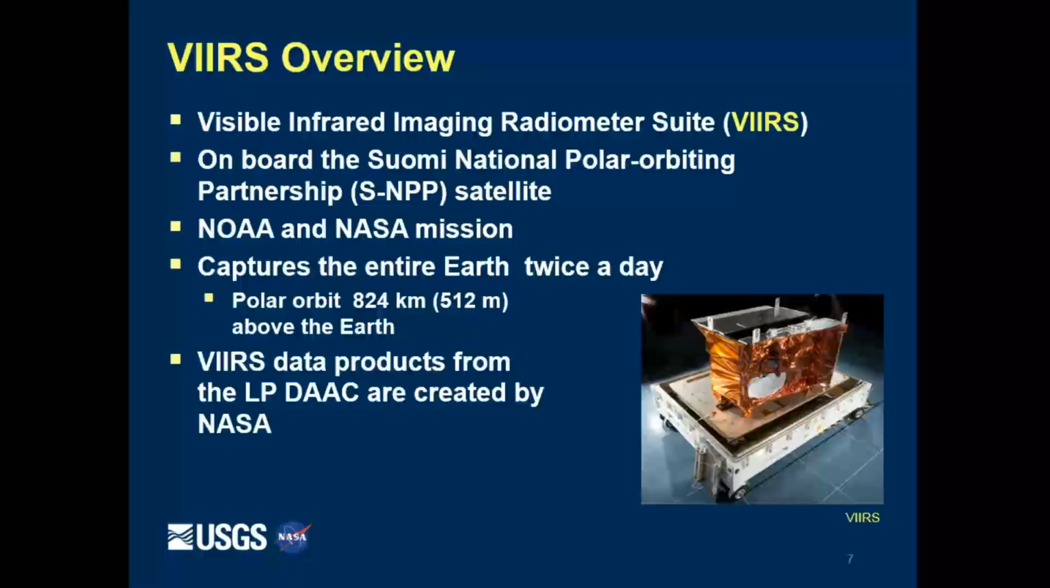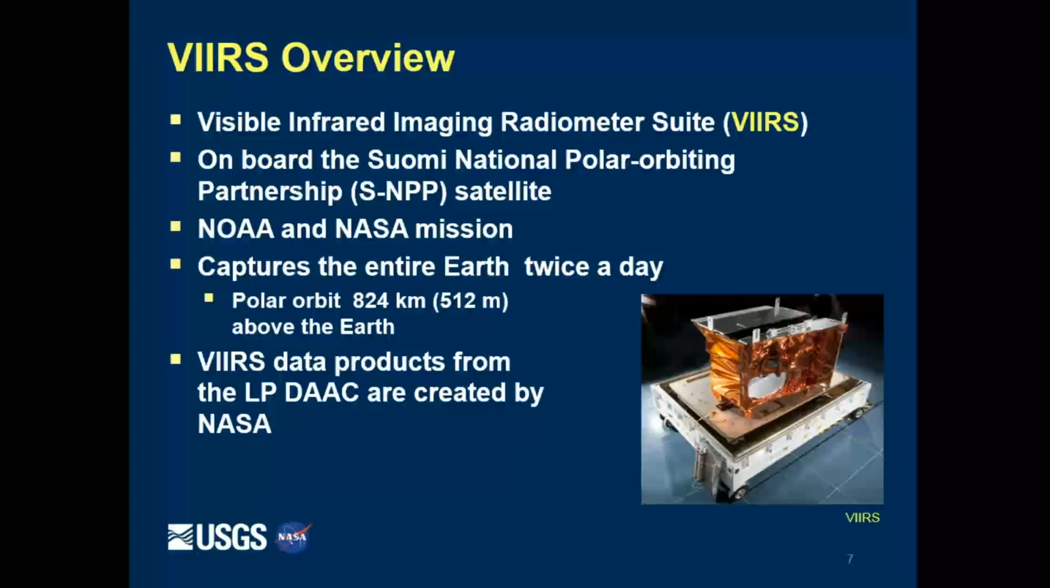Okay, so I'm going to cover the VIIRS, MODIS, and ASTER real quick, and then we'll dive more into the data. So VIIRS stands for the Visible Infrared Imaging Radiometer Suite. It's on board the Suomi National Polar-orbiting Partnership satellite. So it's a joint partnership between NOAA and NASA. And it was launched on October 28th, 2011. So data is going to be from 2011 to present. It captures the Earth twice a day at about 824 kilometers or 512 miles above the Earth.